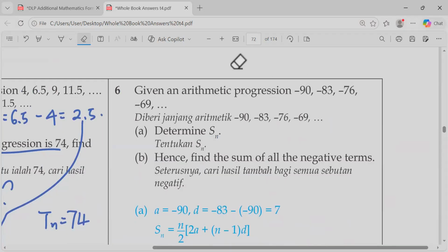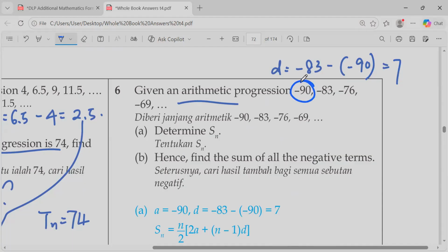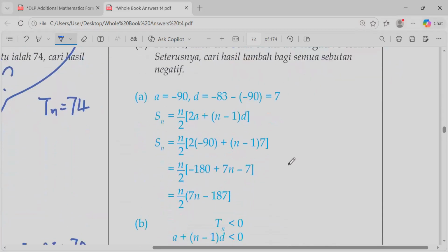Okay. Last. This is a question, arithmetic. So find out the d: the last term minus the term before. Okay. And then I get 7. a is this one. So find out the Sn. n over 2 times 2a plus n minus 1 d. Have to memorize, yeah? So substitute the a inside, substitute the d inside, and then expand it.